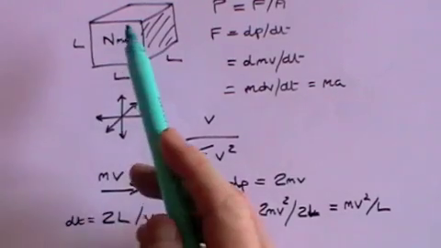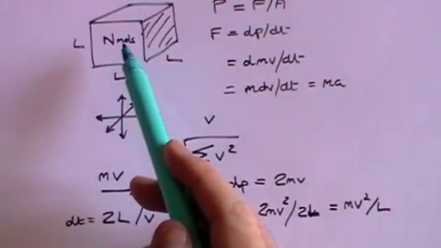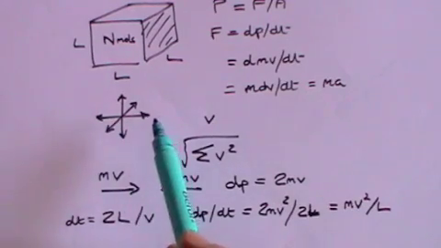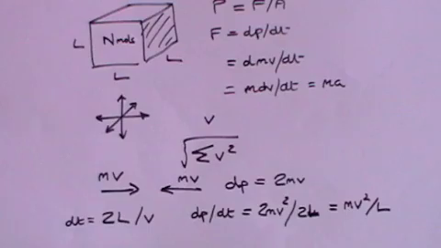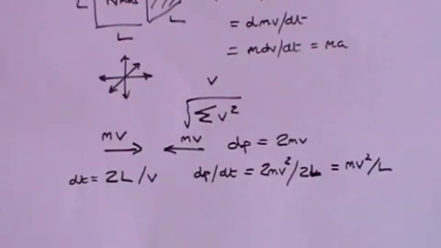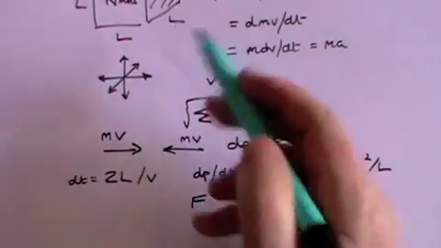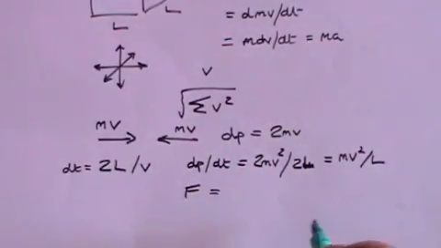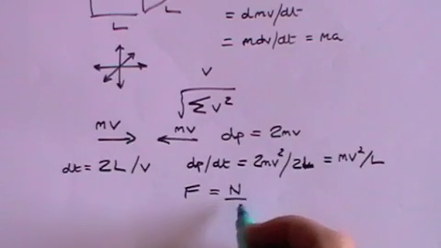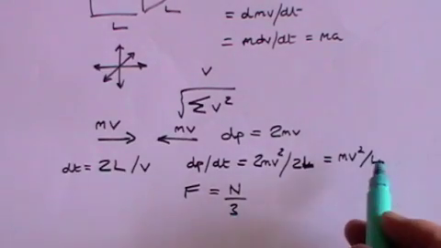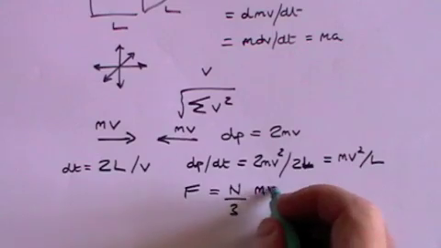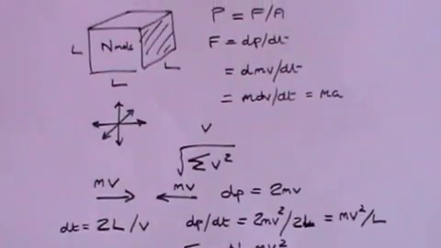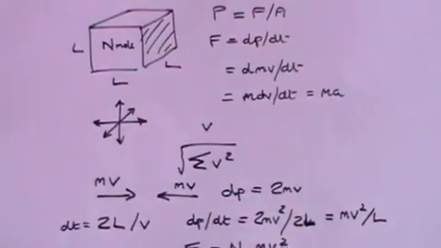But what we said was that there were a total of n molecules in the box, and a third of them were travelling from left to right. And that means that the total force exerted by all the molecules on this surface is going to be equal to n divided by 3, which is the total number of molecules, times the force of any given molecule. And that is the force on this surface.